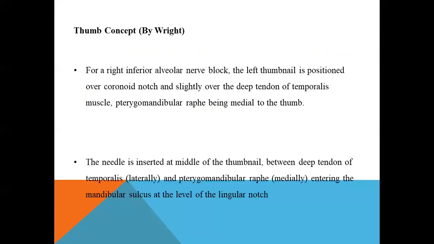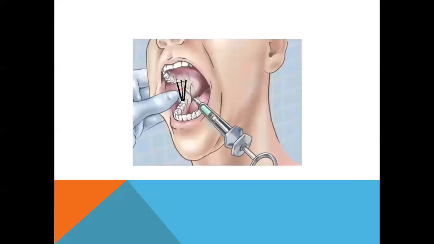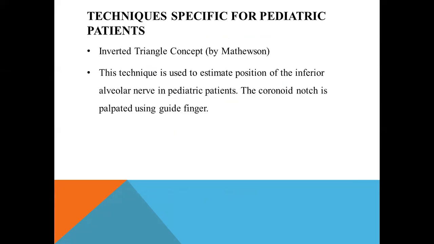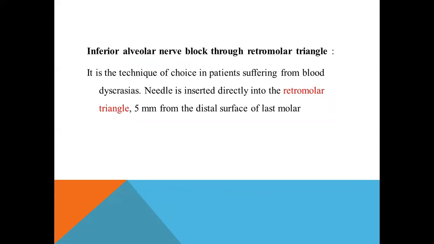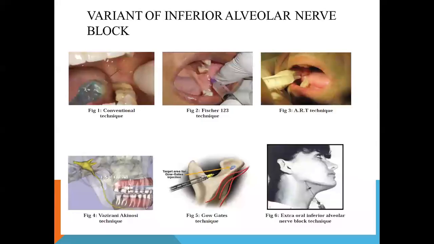So this is the thumb concept given by Wright, and the previous one which we have seen is the triangular concept given by Matthews, and the remaining is called the Akinosi technique, and we have seen an inferior alveolar technique by the retromolar trigone. These pictures are overall variations of the inferior alveolar technique. This is the conventional technique, this is Fischer's 1-2-3 technique, this is the retromolar trigone technique, and an anterior ramus technique. Vazirani-Akinosi, where you can appreciate the patient has closed his mouth, and the needle is oriented along the occlusal plane.